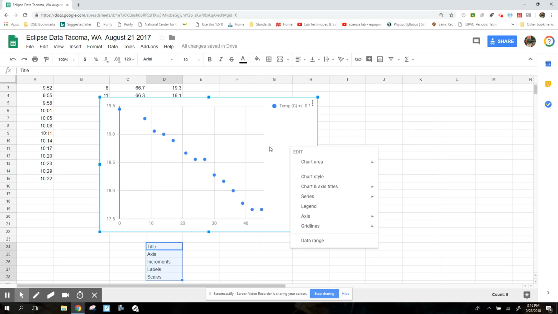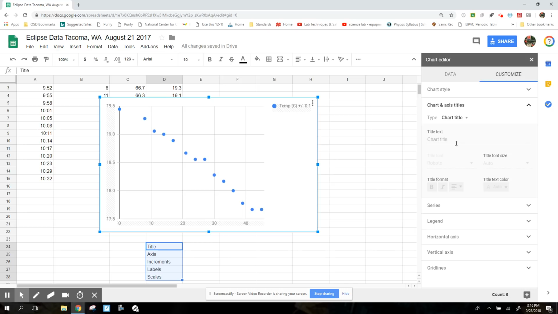And to get back into my graph, all I have to do is right click, which on the Chromebooks is Alt and then click on your keyboard. And then I can go to Chart and Axes Titles, Chart Title, and there's unfortunately no creativity with this. When you're using a graph in a physics lab, you have to say y-axis versus x-axis.